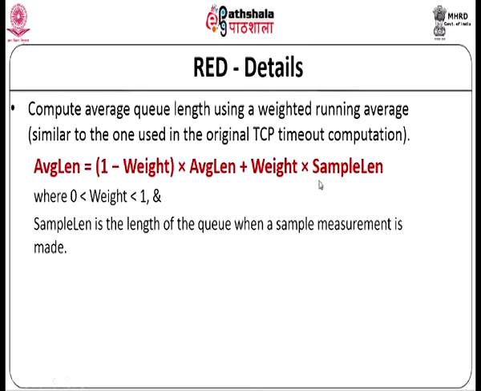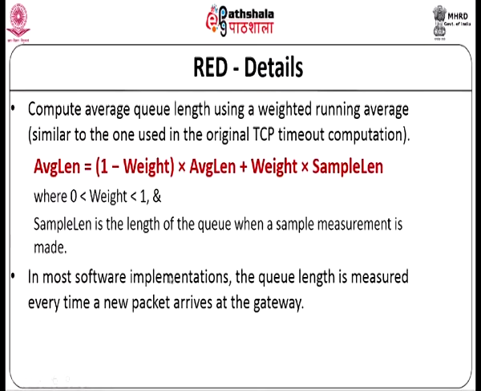So what we take is the sample length, that is the current length of the queue, and the previous average length of the queue. You weight the sample length by a factor of weight, and the previous average by a factor of 1 minus weight. Obviously weight is between 0 and 1, and you calculate the average length. This is the first thing that is done. So we keep calculating average lengths.